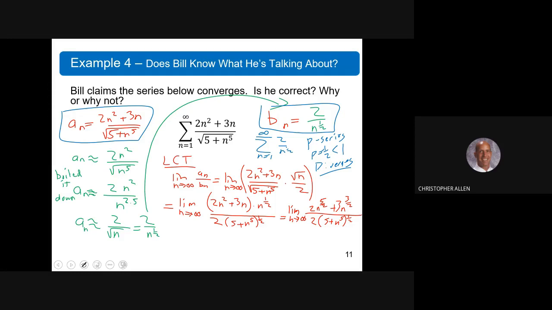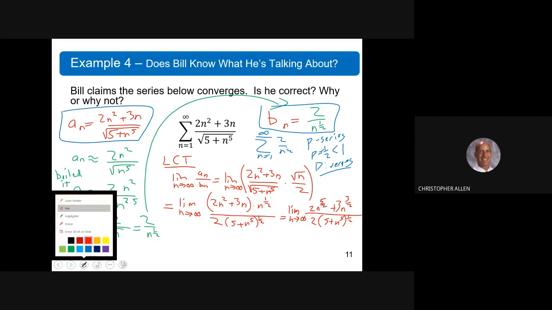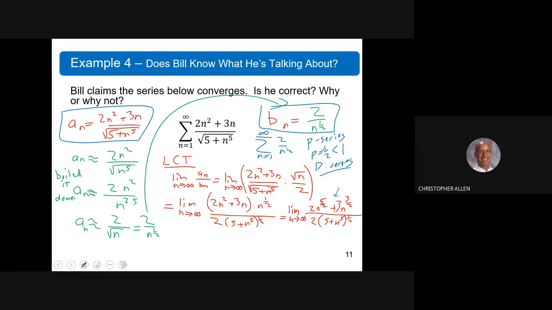Now, what can I divide by? What is the biggest power I can divide by here? So I'm playing that same game again. It seems like that n to the 5 over 2, doesn't it? If I divide through, let me make a little note here. I'm going to divide by n to the 5 over 2, okay?